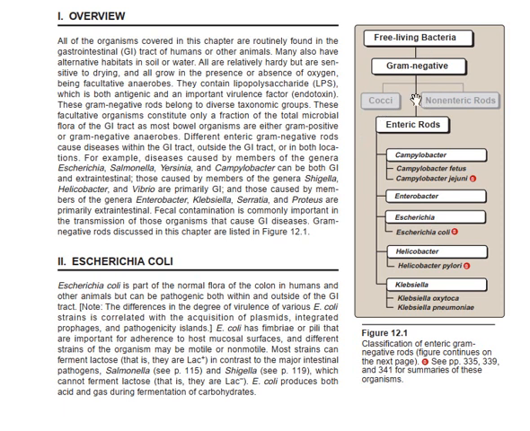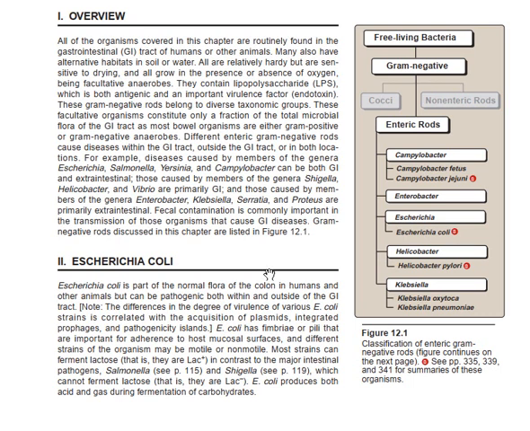Now we are going to see the enteric rods. You also need to know that there are enteric cocci, but they are mostly gram-positive and fall under the chapter on streptococci that we have already seen. The enteric rods consist of Campylobacter, for example Campylobacter fetus and Campylobacter jejuni; Escherichia, for example Escherichia coli; Helicobacter, for example Helicobacter pylori; and Klebsiella, for example Klebsiella pneumoniae and Klebsiella oxytoca.